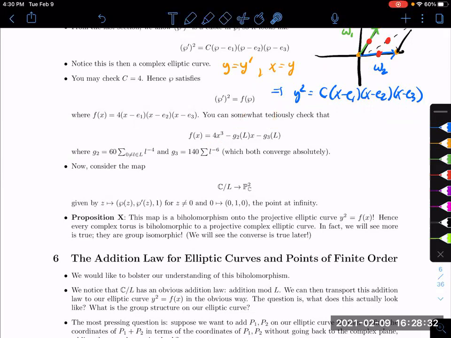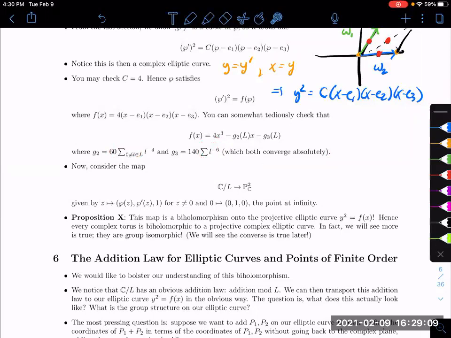And those coefficients are given by negative g2 of L, insinuating that this coefficient depends on the lattice, and negative g3 of L, also depending on the lattice. And here are the expressions for those coefficients. So g2, for example, is 60 times this infinite sum over the lattice of 1 over L to the 4th. And g3 is 140 times the same sum of 1 over L to the 6th, where L ranges through the non-zero lattice points. And you can check both of these sums converge absolutely, so there's no problem.